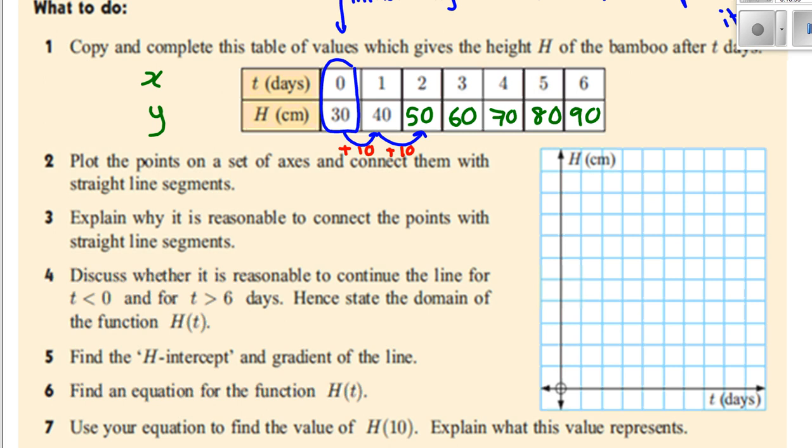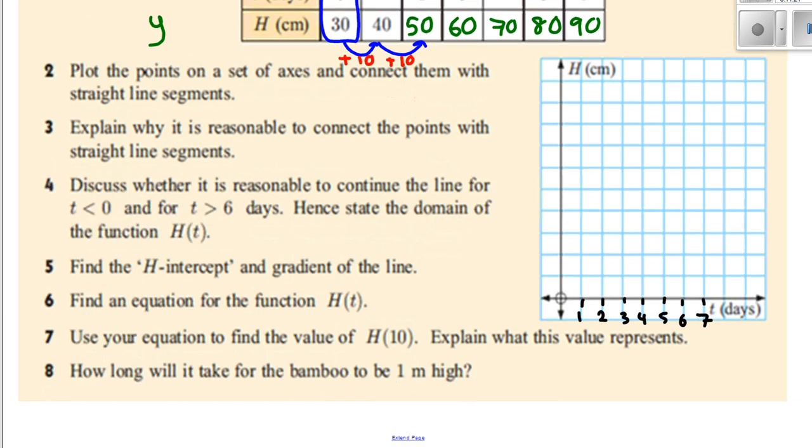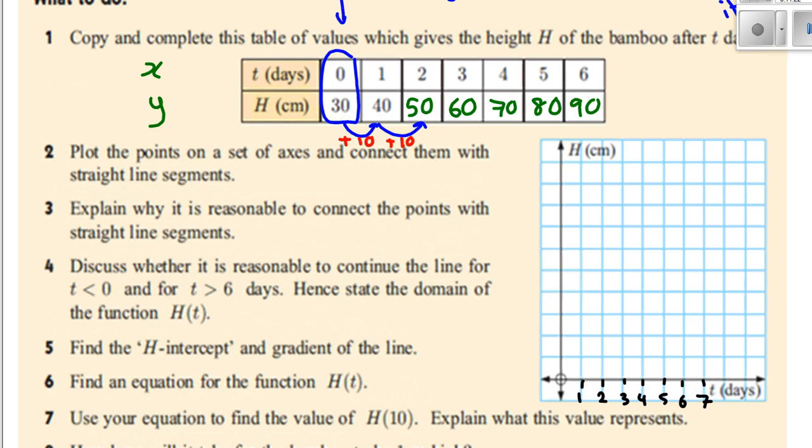Oh, it doesn't have any kind of scales on it. So let's put some on it. What are they called again? Scales. So 1, 2, 3, 4, 5, 6, 7. We only need to go up to 6. Our y-axis, or the height axis, has to go up to 90. Or how long will it take for the bamboo to be a metre high? Maybe you want to go up higher.